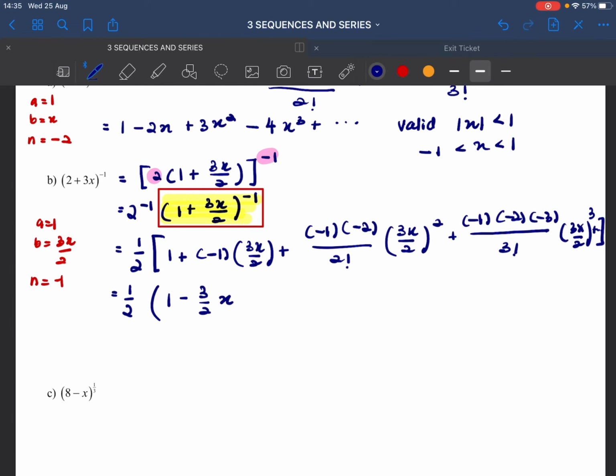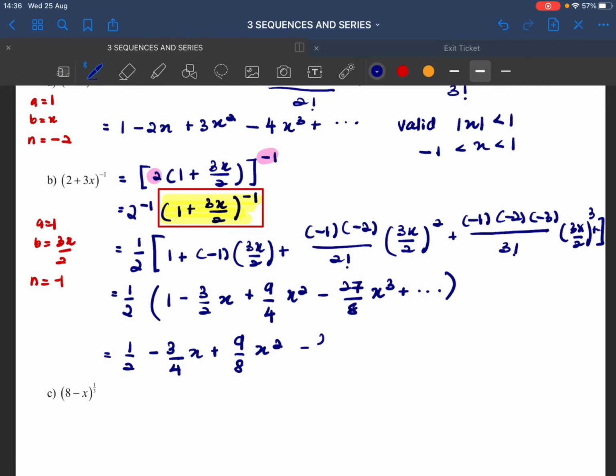Okay, now this one, tekan je lah calculator. Plus 9 over 2 x squared minus 27 over 8 x cubed plus dot dot dot. Okay, so you can expand or you can just leave it like that. Dua-dua diterima. So if you expand, you will get this answer: 9 over 8 x squared minus 27 over 16 x cubed plus dot dot dot.